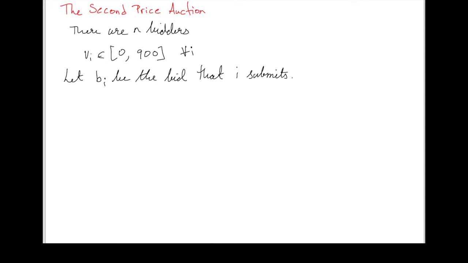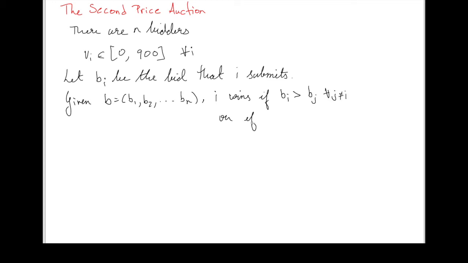The way the auction works is that given a profile of bids, which we'll denote by lowercase b without a subscript, so b would be a bid for bidder 1, bid for bidder 2, all the way through a bid for bidder n. So given a bid for every player, i wins if b_i is bigger than b_j for all j not equal to i. So if i has the highest bid, i wins.